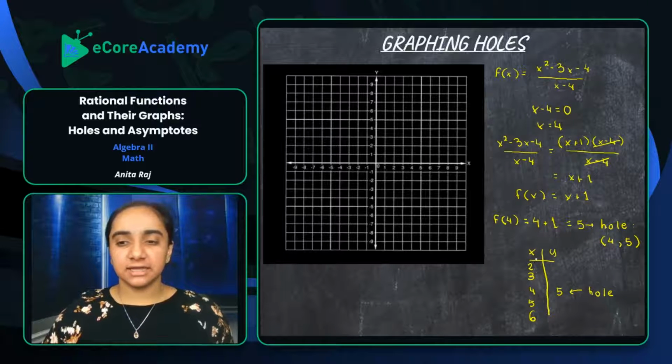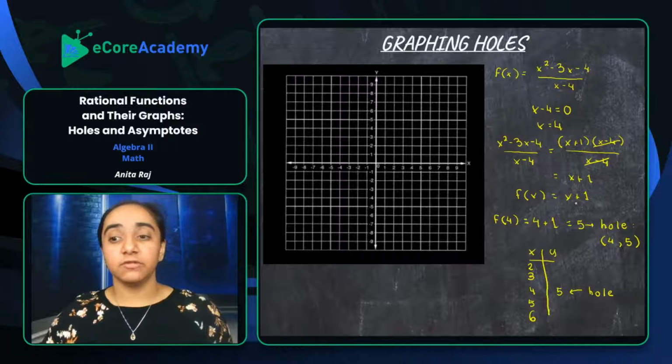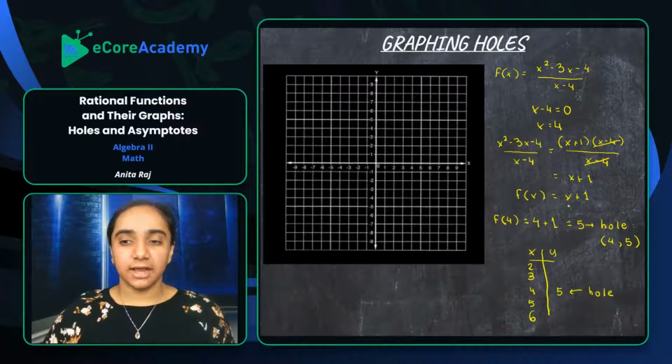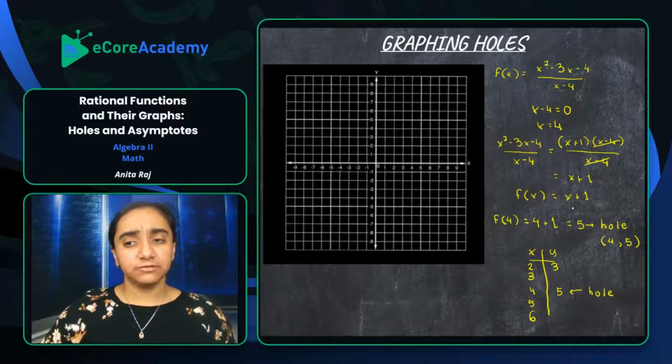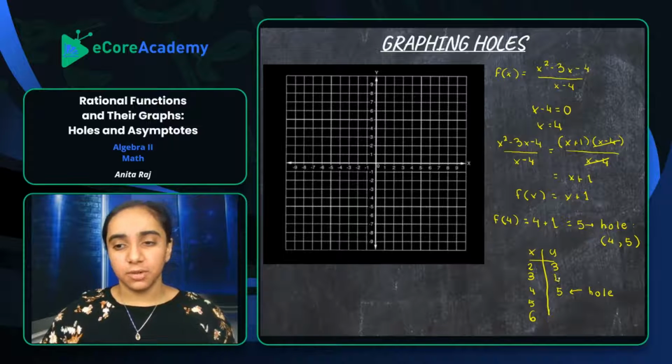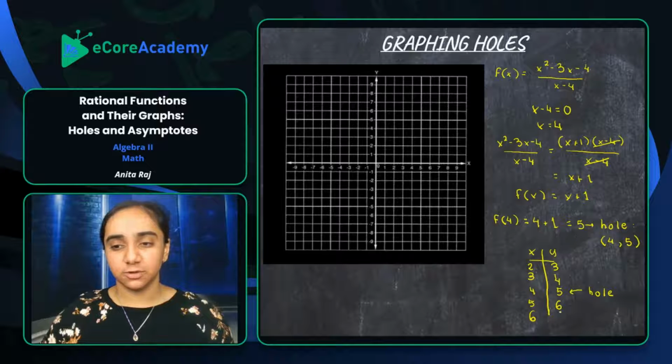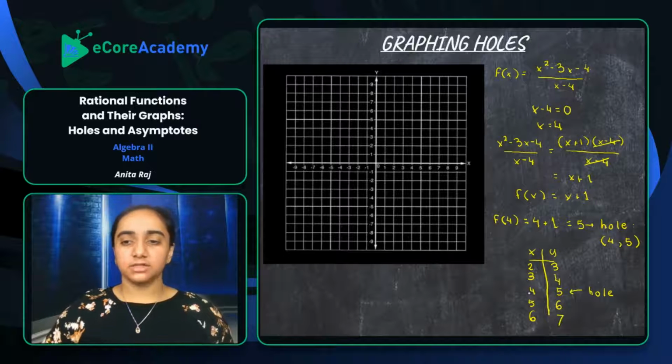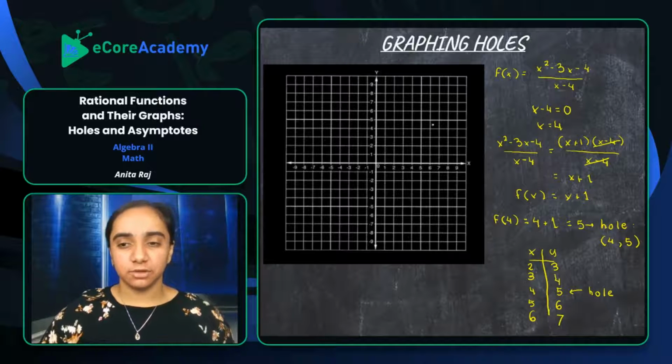And you're going to take these x values and plug them into the reduced function. So we're going to plug 2 in for x. 2 plus 1 is equal to 3. Plug 3 in for x. 3 plus 1 is 4. Plug 5 in for x. 5 plus 1 is 6. Plug 6 in for x. 6 plus 1 is 7. All right, so now we have our XY table, and now we're going to start plotting the points.